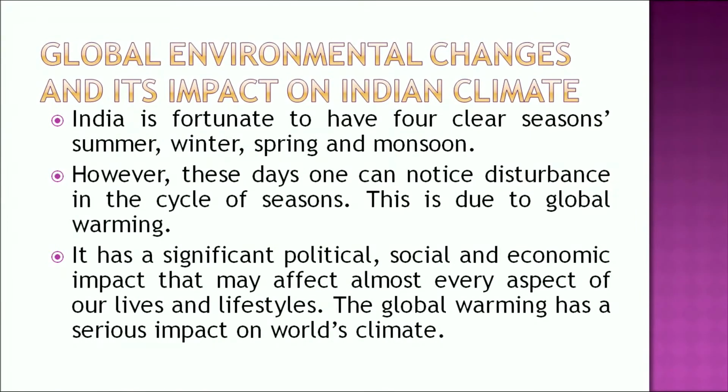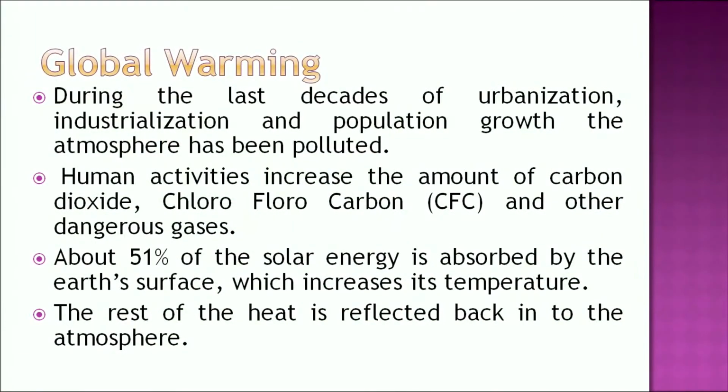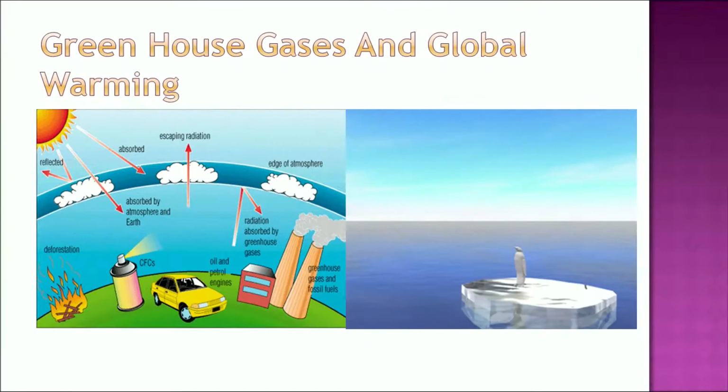Global warming has a serious impact on the world's climate. During the last decade of urbanization, industrialization and population growth, the atmosphere has been polluted. Human activities increase the amount of carbon dioxide, chlorofluorocarbon and other dangerous gases. About 51% of the solar energy is absorbed by the Earth's surface, which increases its temperature. The rest of the heat is reflected back into the atmosphere. These pictures show greenhouse gases and global warming, and the impact of global warming, particularly in Antarctica.